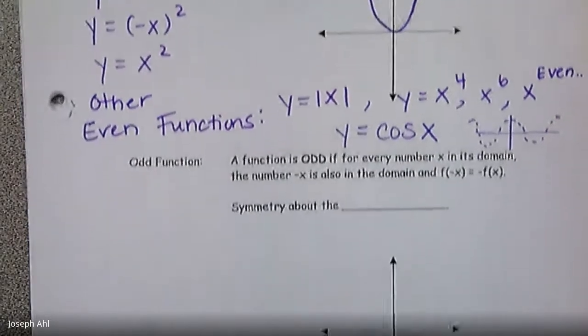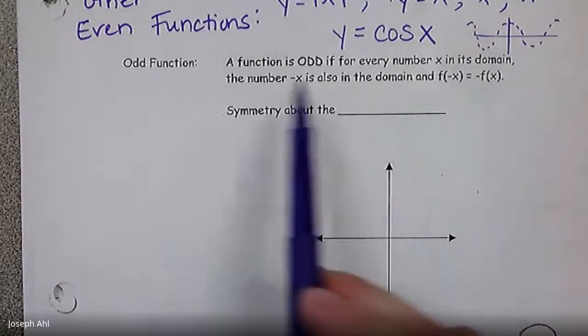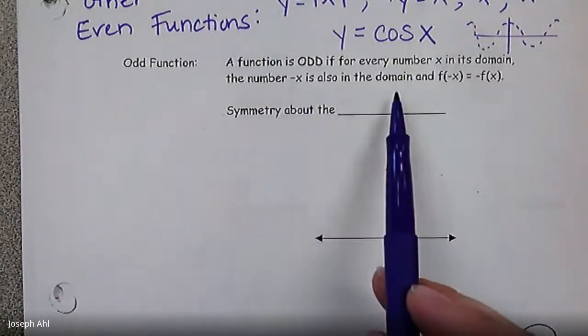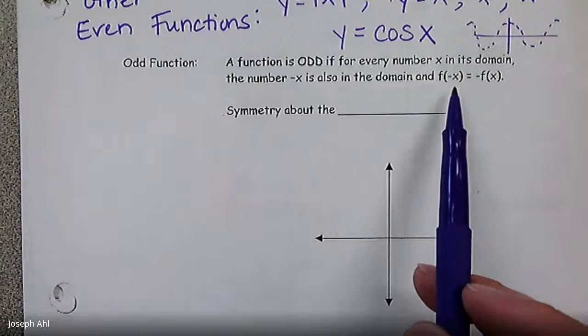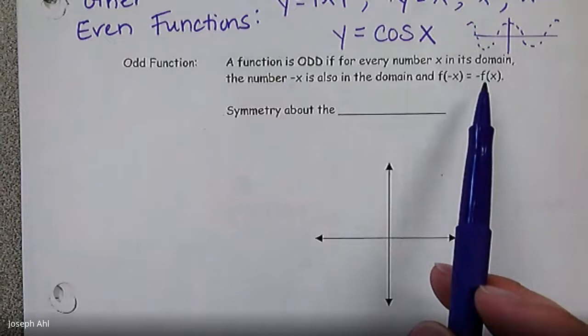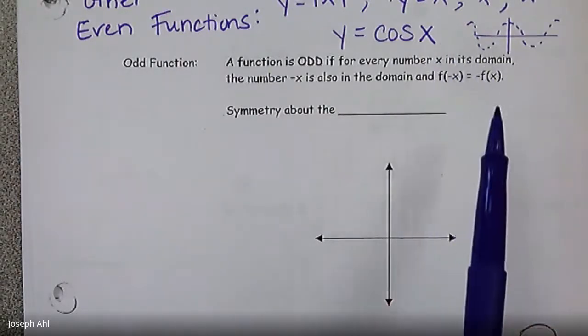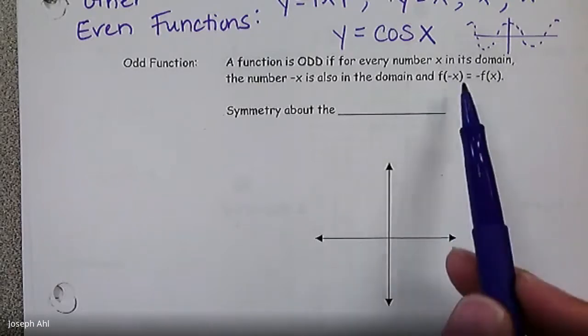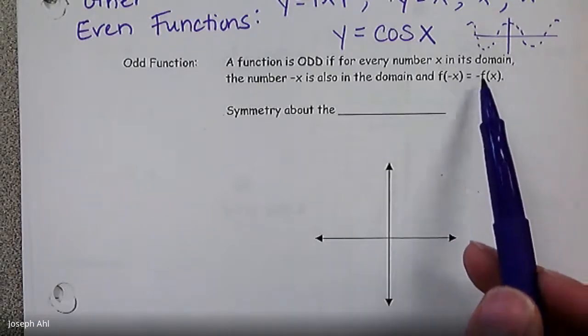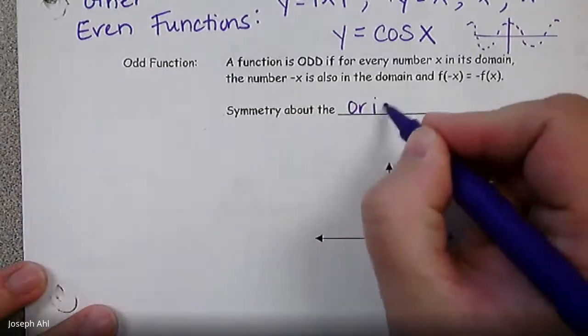All right, meanwhile, what do we have if it's an odd function? So it says a function is odd if for every number x in its domain, the number negative x is also in the domain, such that f of negative x is equal to negative f of x. So this one I think is a little bit tougher to interpret in terms of the notation, but essentially what we're saying is that (x, y) and (negative x, negative y) are both included in the function. And when that's true, that (x, y) and (negative x, negative y) are there, it's symmetry about the origin.